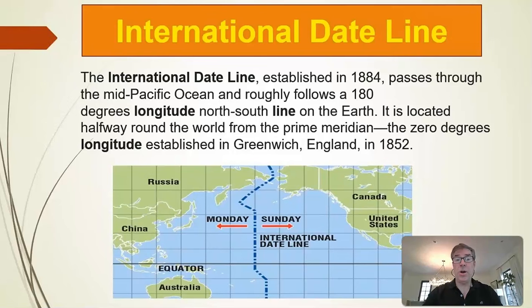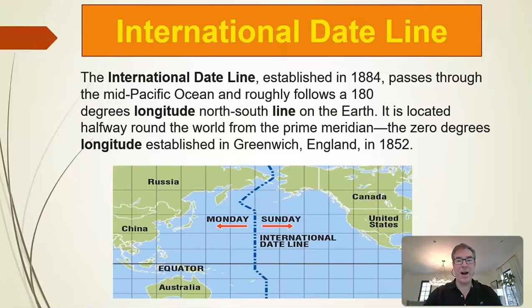And you can see here it was established in 1884. And it goes right through what we now know as the Bering Strait. Or is it the Strait of Anian? Or is it the Strait of De Vries? But you can see here that if you cross the international dateline from Russia to the United States, Alaska, you go back in time by a day. And if you go from United States to Russia, you go forward by a day.